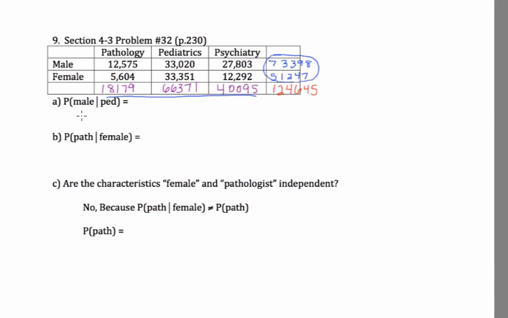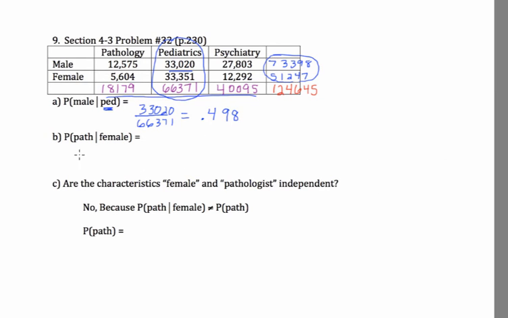So now, the probability that you are male given that you're in pediatrics. So again, this reduces our sample size. Pediatrics, I'm only looking at these people. So what's the probability that I'm male given that I'm in pediatrics? Well, the sample size, how many people are in pediatrics? 66,371. And how many of those are male? 33,020. Or when I change it to a decimal, I get 0.498.